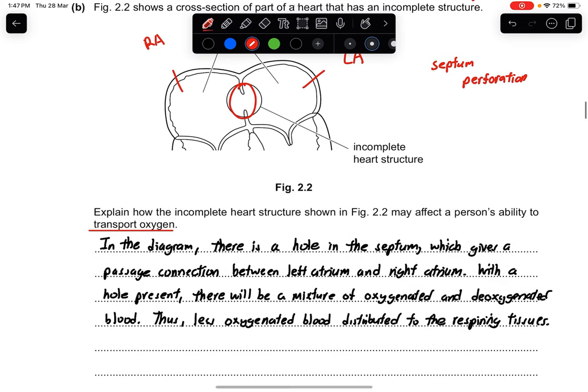So in the diagram, you must mention that there is a hole in the septum. You know that there's a hole because it's between the right side and the left side, which provides a connection or a passageway between the left atrium and the right atrium. Then the effect of that hole is that it allows the oxygenated blood and the deoxygenated blood to mix together. And what happens if they mix together is the oxygenated blood is much lesser. Then when it arrives at the tissue, it's much lower, because oxygenated blood is needed for respiring tissue. Less distribution of the oxygenated blood to the tissue because of that mixture. Okay?